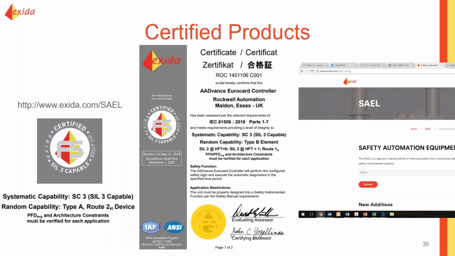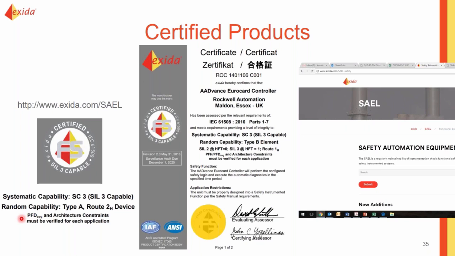So if you're buying certified products, the certification, I zoomed in off of this one real quick. You can see this is laid out. Let me see if I can get a little pointer here. On the certificate, it has a lot of information. So this is just zoomed in here. It's saying this is SIL 3 capable. So that's that systematic capability. Even below in this section, this says systematic capability, SIL 3 capable. The random capability, route 2H, and this is saying for the PFDavg and architectural constraints must be verified for each application. So if you're buying a certified product, all of this information is on the certificate ready for you.